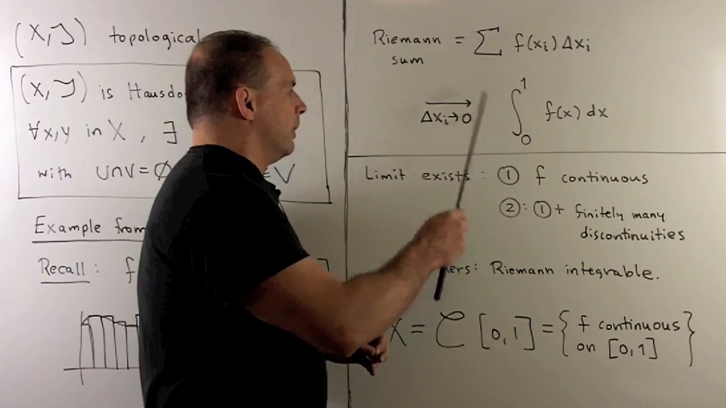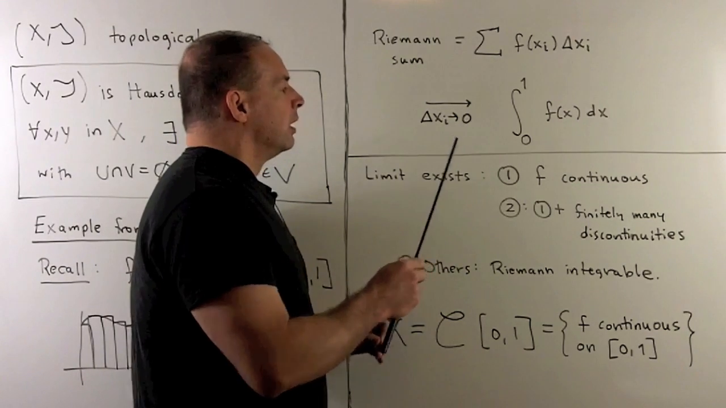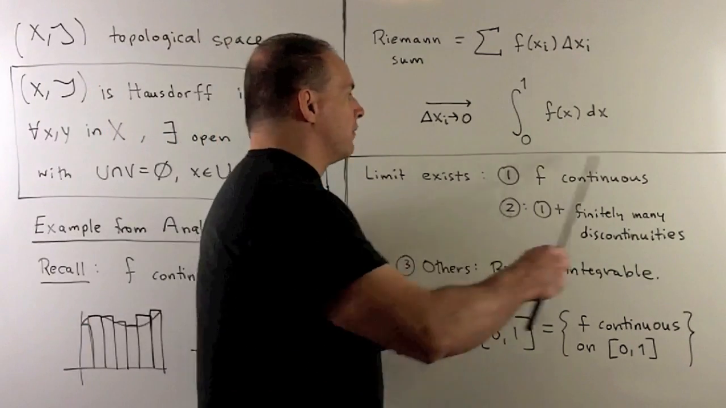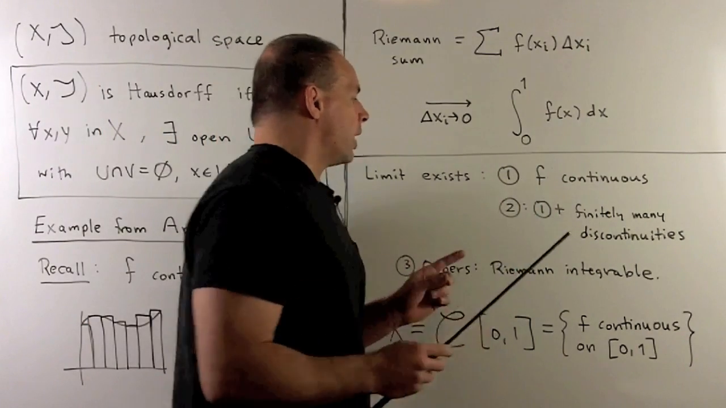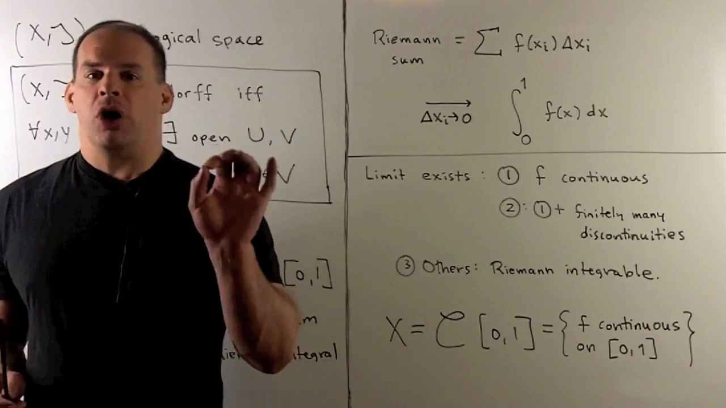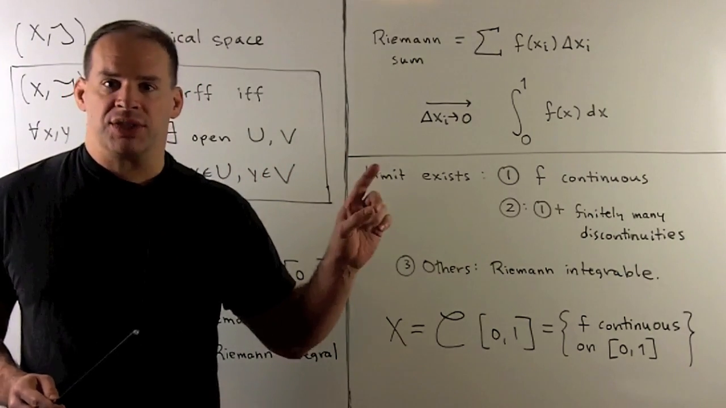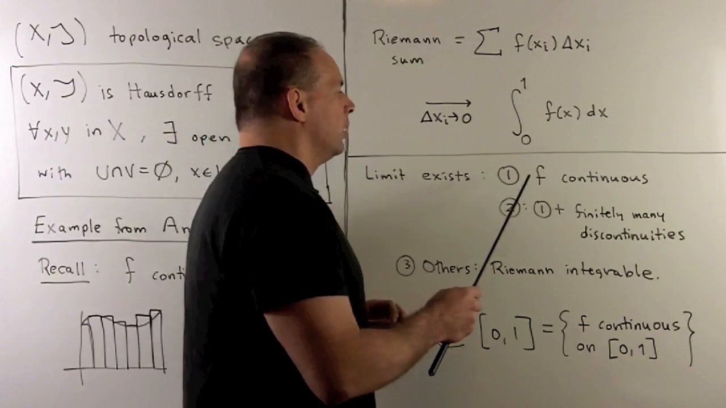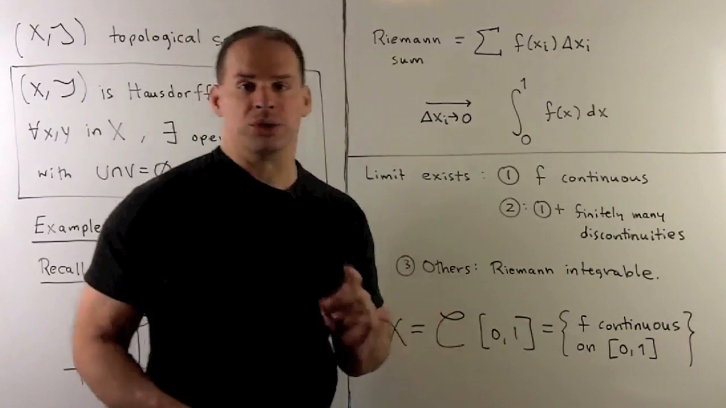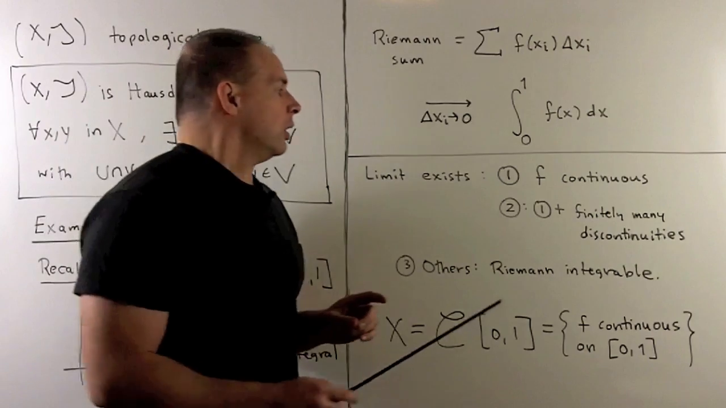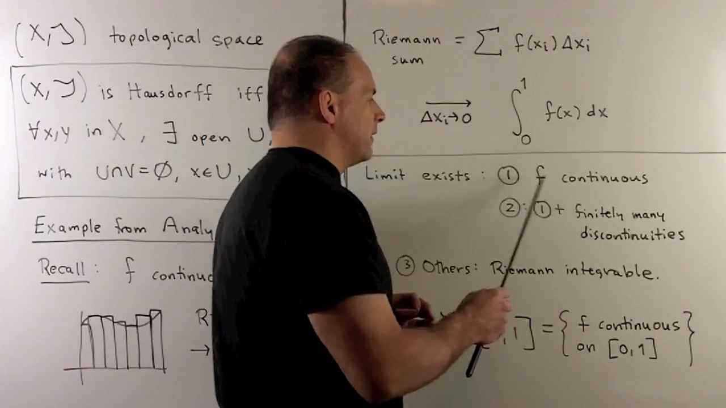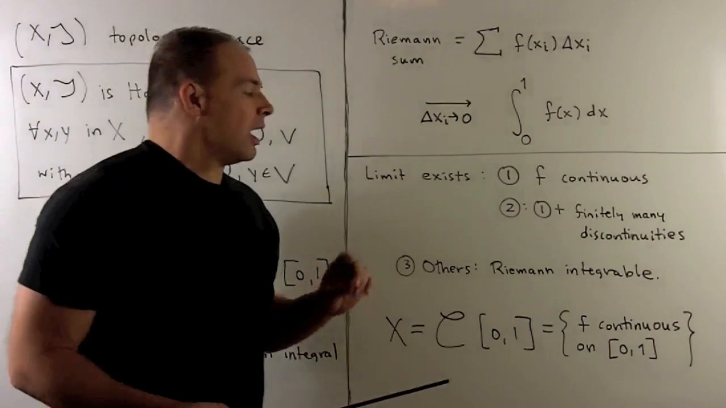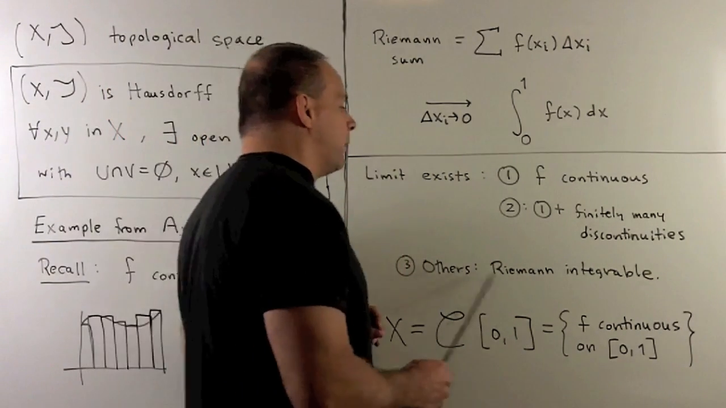If this limit process exists and we get a number, we call that the Riemann integral, and we write it as follows. So we're interested in functions for which this limiting process exists. Now, a theorem says it'll exist if f is continuous on a closed interval. Note, it'll also exist if we have f continuous except at finitely many points in the closed interval. Otherwise, we just call our function Riemann integrable.